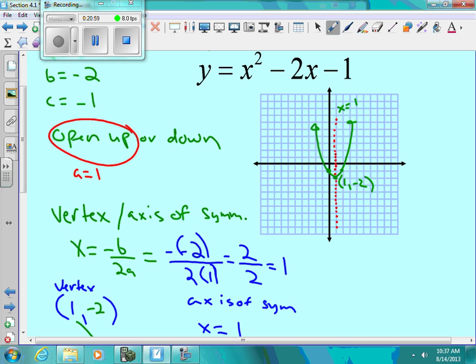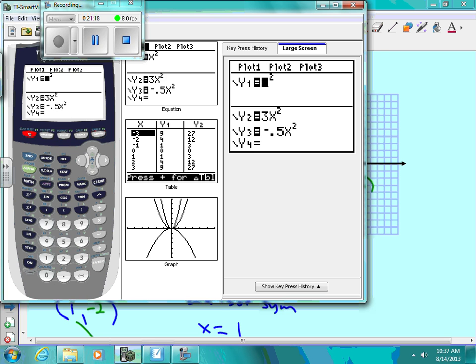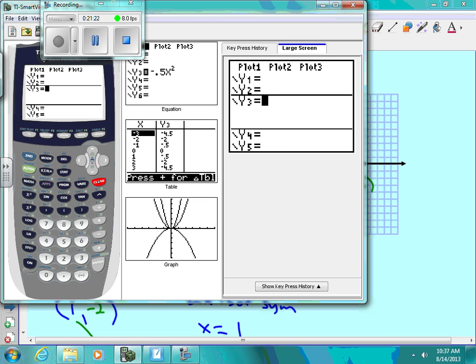You might be asking yourself, Mr. Kuhn, can't we do this on a graphing calculator? Yes, you can. I'm showing you this way because if you go home and say, I want to practice this, but I don't have a graphing calculator, this is how you have to do it. If you have a graphing calculator, and I'm going to show you right now, this becomes even easier. So I'm going to go to y equals. I'm going to clear out everything.